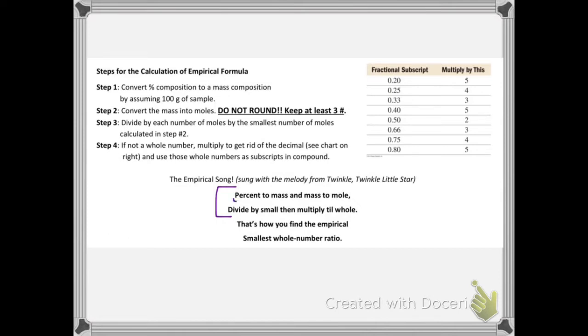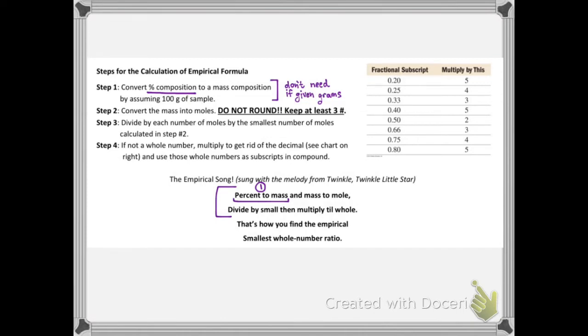The very first step is percent to mass. So if you're given the percent composition of each element, you're going to convert it into grams by just assuming that there's 100 grams of your sample, and it works perfectly. Of course, you don't need to do step 1 if you're already given grams.